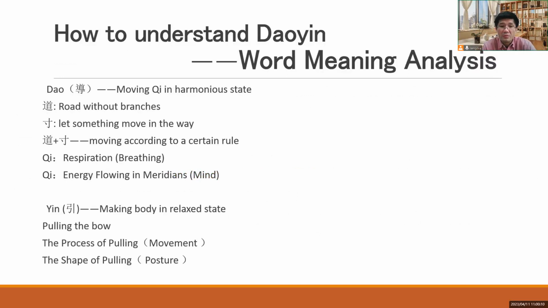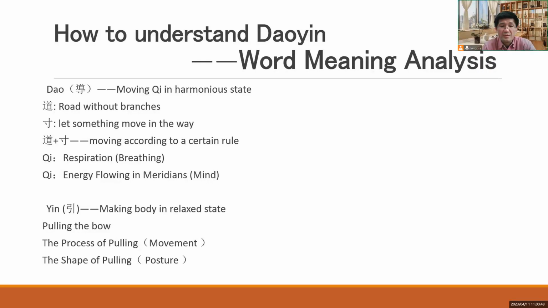The word Dao consists of two parts, the upper part Dao and the lower part Cun. Dao refers to a road without branches. The lower part Cun has the meaning of hand, which can be extended to suggest a certain rule. It means let something move in a certain way.